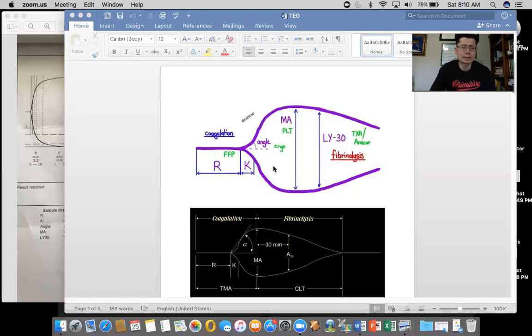Is it whole blood, packed cells, platelets, cryo, FFP, all those. So let's look back at this. In the early phase, you have initiation, you have amplification, and you have propagation. I'm going to go through every single one of these.